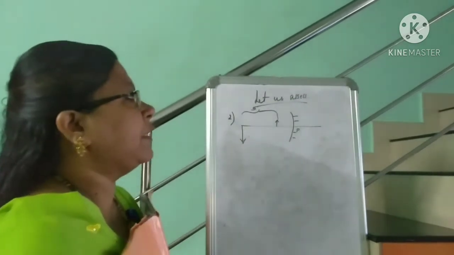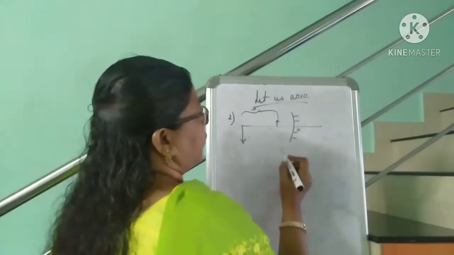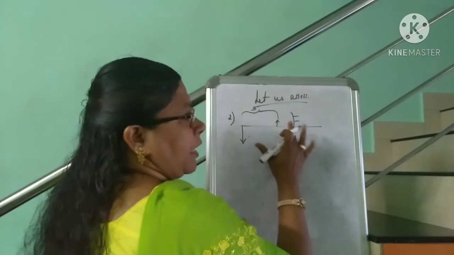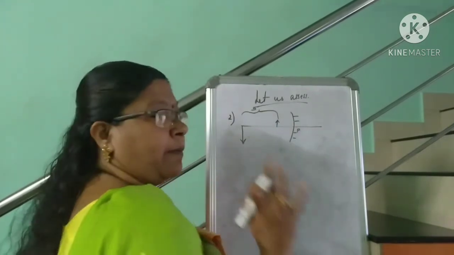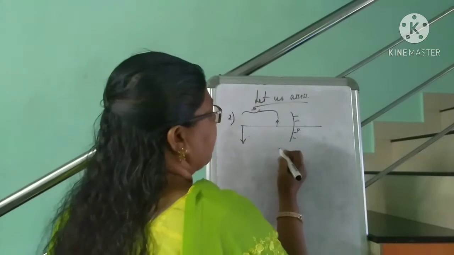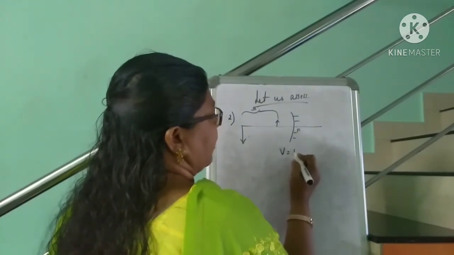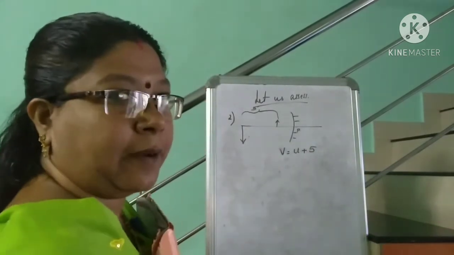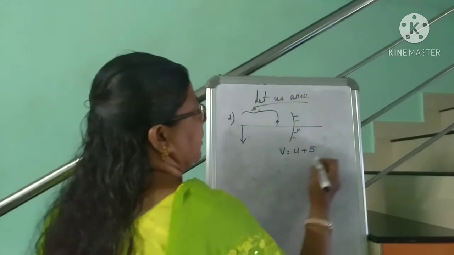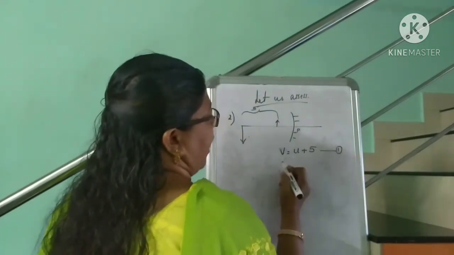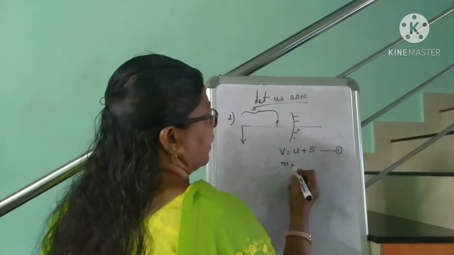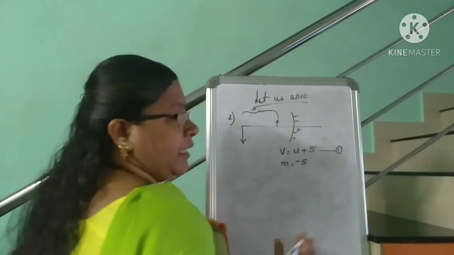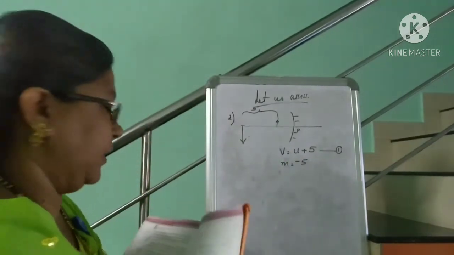Now I am giving you a simple version. We have learned that the distance between the object and the mirror is u, and between the image and the mirror is v. So the simplified version is v is equal to u plus 5. Let this be equation number 1. Another thing given is the magnification. How much? Negative 5, since it is a real image.